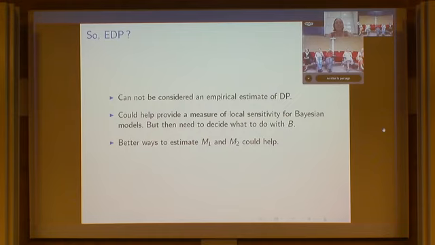It could help in some way measuring local sensitivity for Bayesian model, but then we need to decide what to do with B. And I don't know what to do with B. And then this way of estimating M1 and M2, there's probably better ways. If we decide that we want to work on this EDP and do something with it, there's probably better ways to estimate M1 and M2 with some sort of different sampling, because we're really interested in some specific values.